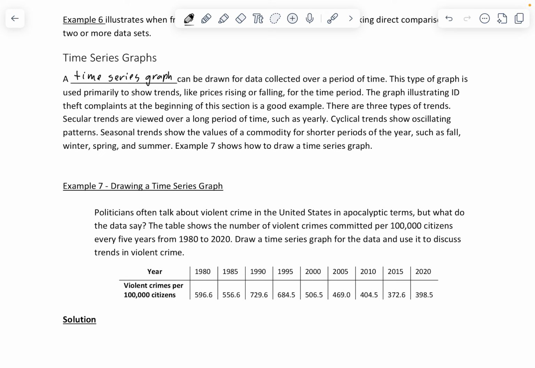There are three types of trends. Secular trends are viewed over a long period of time, such as yearly. Cyclical trends show oscillating patterns. Seasonal trends show the values of a commodity for shorter periods of the year, such as fall, winter, spring, and summer. Example 7 shows how to draw a time series graph.